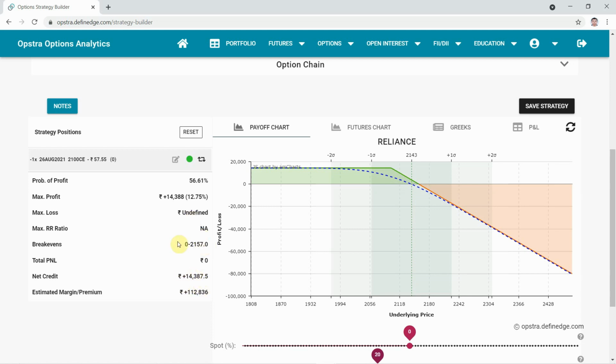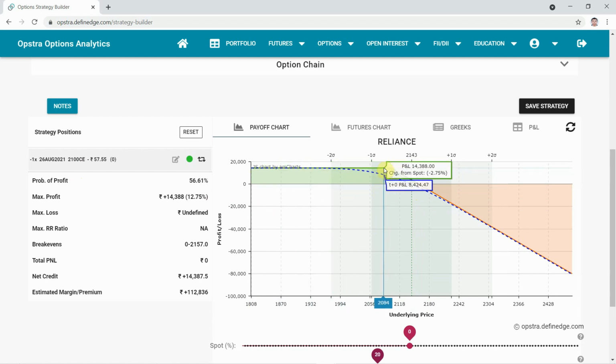Here you can see that we have sold the call option at 2100, and the break even is 2157. This is because of the premium of 57 rupees. That means the seller would win if the price is below 2157, right? Not 2100. The seller would actually win if the price remains below 2157.